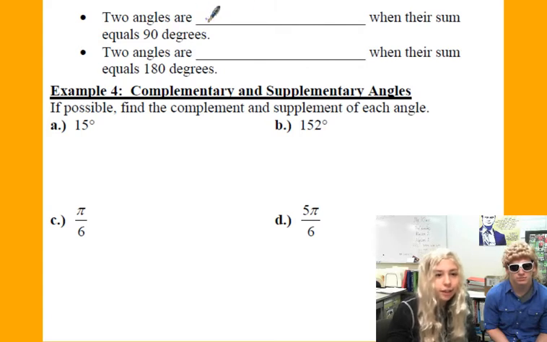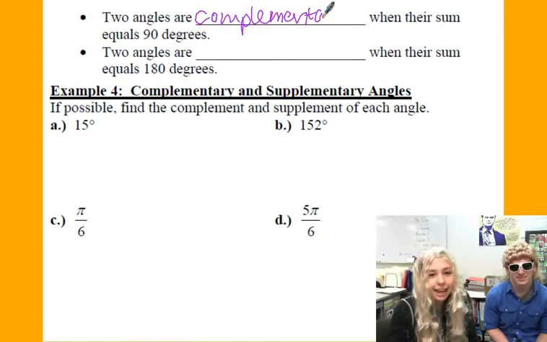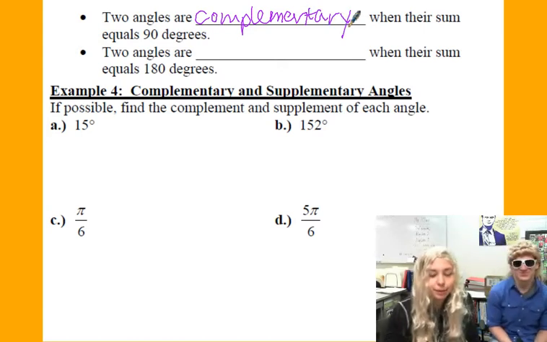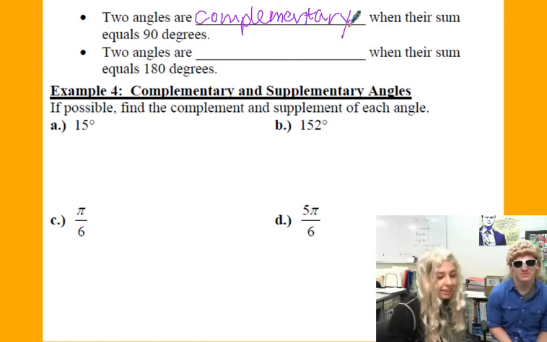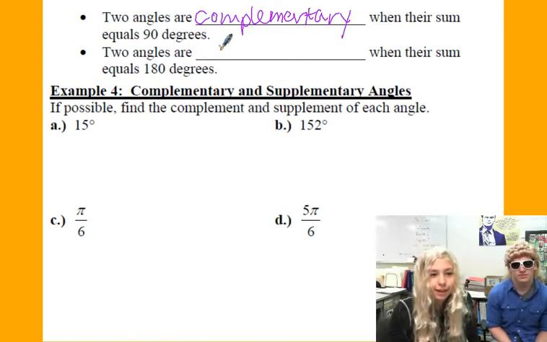Okay. Two angles are complementary if they're very nice to each other. Actually, if their sum equals 90 degrees, and supplementary when it equals 180.